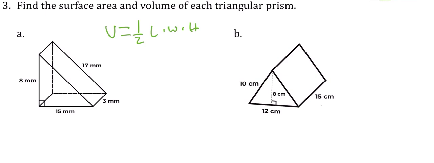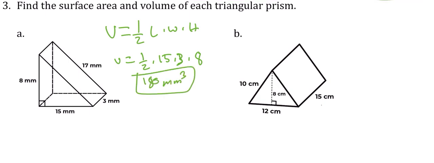And so let's plug and chug. Now we know that 1/2 length, we can say is 15, width is 3. Those are interchangeable, but I'll just say 15 and 3 there for length and width. Height is going to be 8. If we plug that into our calculator, we're going to get 180 millimeters cubed. Okay, now let's do surface area.